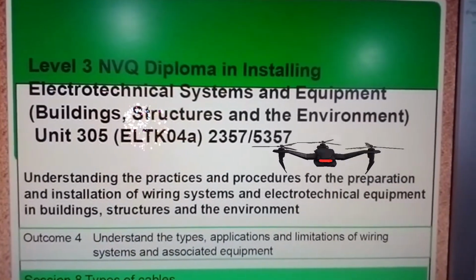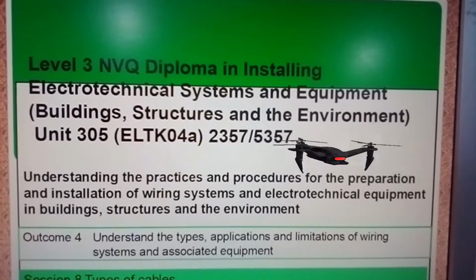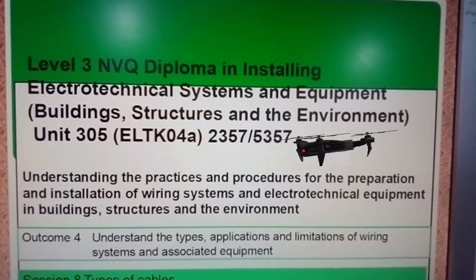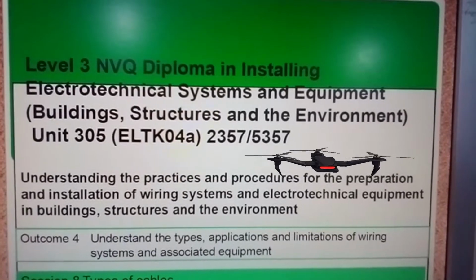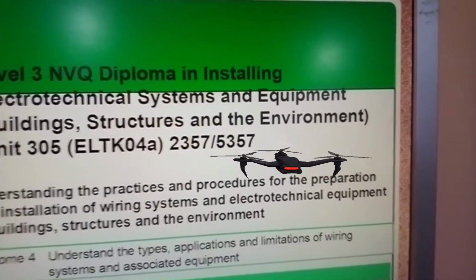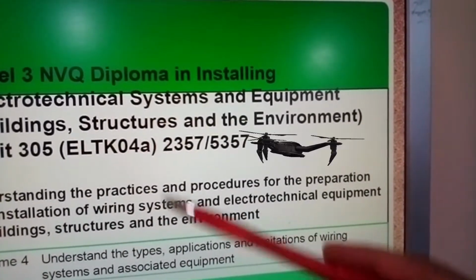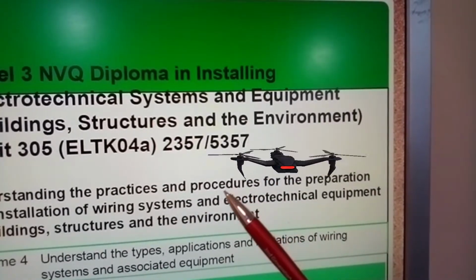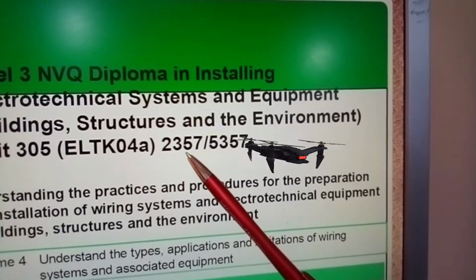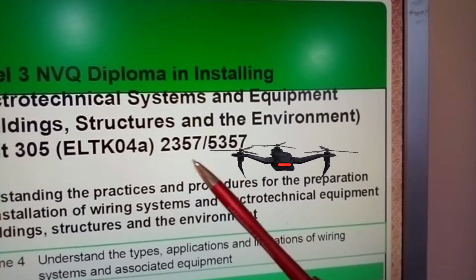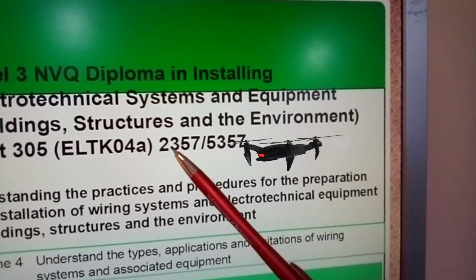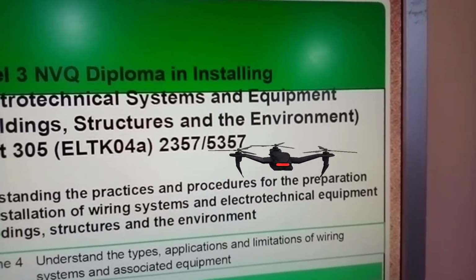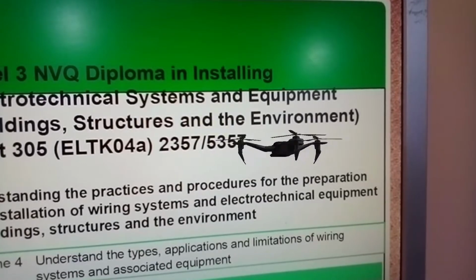What I want to do is to continue with the level 3 NVQ, Electrotechnical Systems and Equipment for Building Structures and the Environment. Again, this refers to the 2357 and the 5357. Although the 2357 has been replaced by the 5357, some of you will still not have completed this work, but this knowledge is relevant to either side.